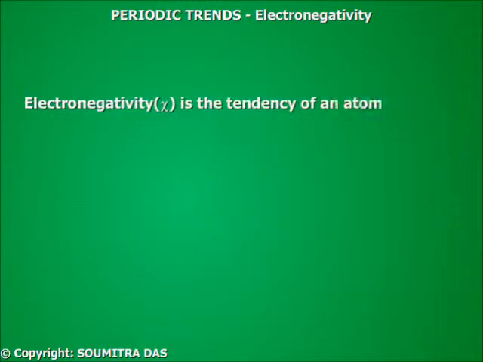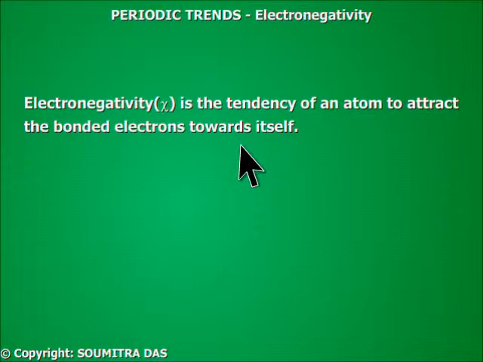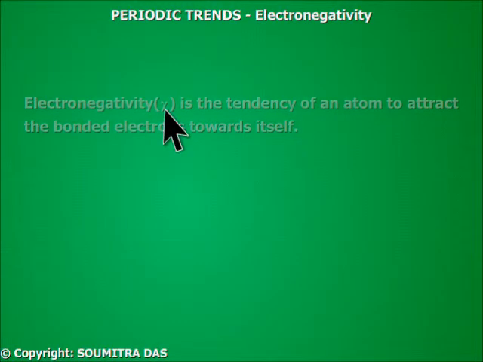Electronegativity is the tendency of an atom to attract the bonded electron towards itself and is denoted by the symbol Xi. There are many scales by which electronegativity is measured.